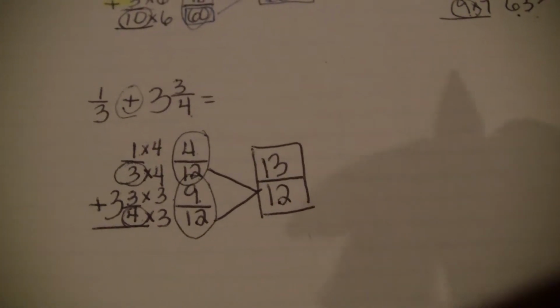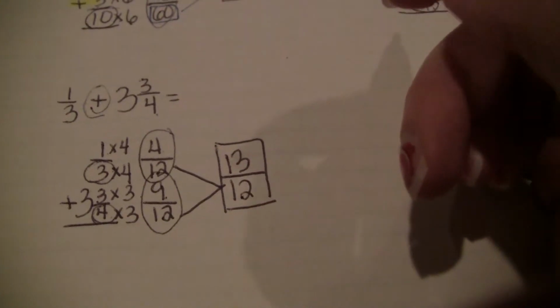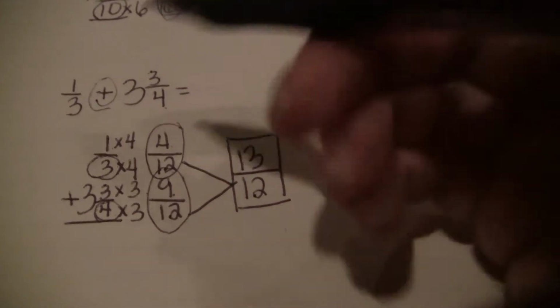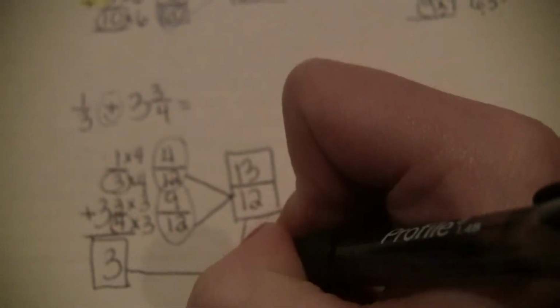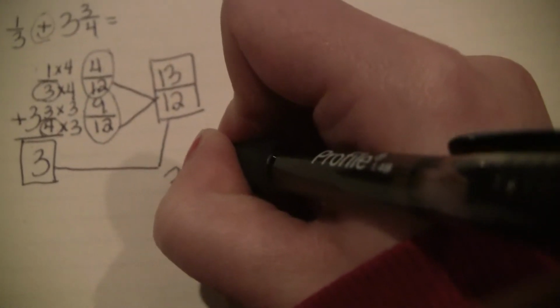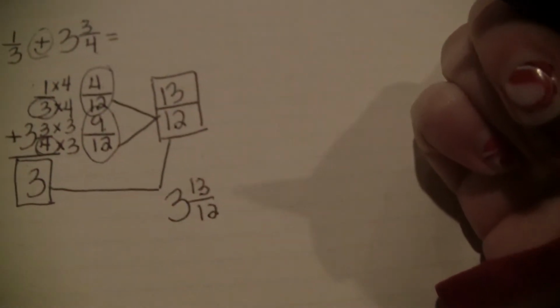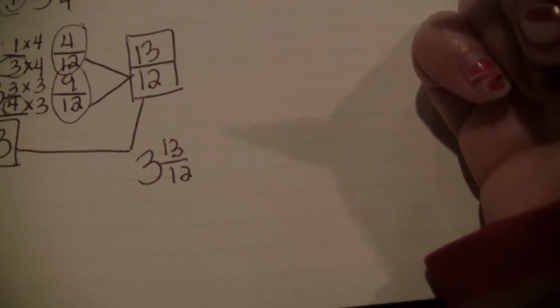Now, this is the answer, although it is not in simplest form. It is also not a complete answer without adding any whole numbers that were in the problem. So you have to then also add, there was no whole number here, but there was a 3 here. So you have to take this 3 and the 13 out of 12. That becomes 3 and 13 out of 12. Although this is the correct answer, it's not in simplest form. Right now, I just want you to worry about getting to this spot.